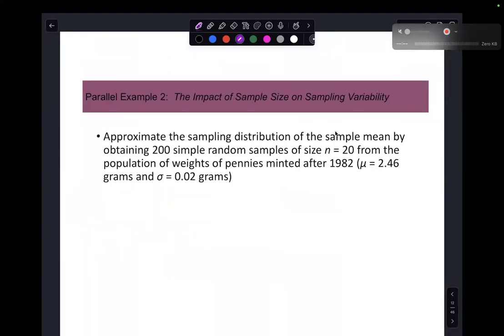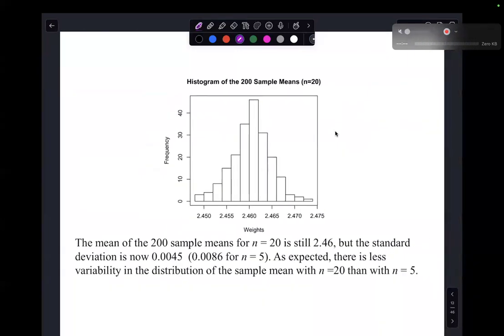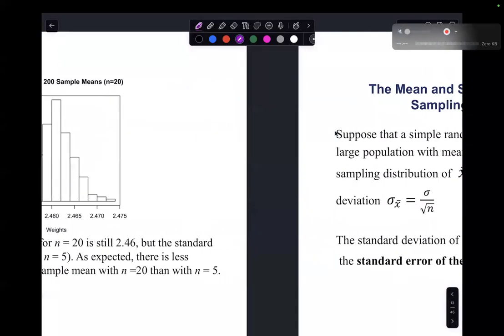So now I'm going to look at size 20. It's the same pennies population, but I'm going to take a larger sample size. So take a look at 20. This is even prettier. It's a prettier bell curve. My standard deviation is now 0.0045. It was 0.0086. This is so much better. It's like half. The standard deviation is cut in half. So that larger sample size was super helpful.